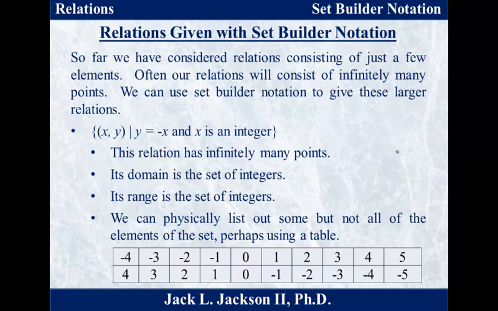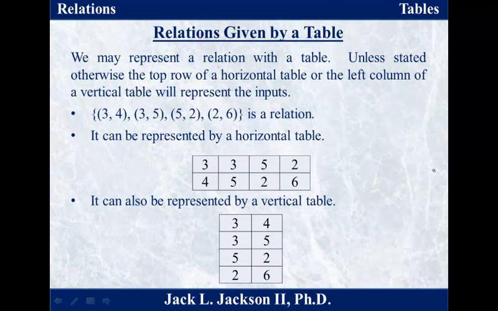So the ordered pair (-4, 4) is one of the points. (-3, 3) is another element. (-2, 2), and so forth. Now this isn't the entire table. It goes on forever to the right and forever to the left. But it may be a part of it. Of course, this gives us the idea that we can maybe represent relations by a table.